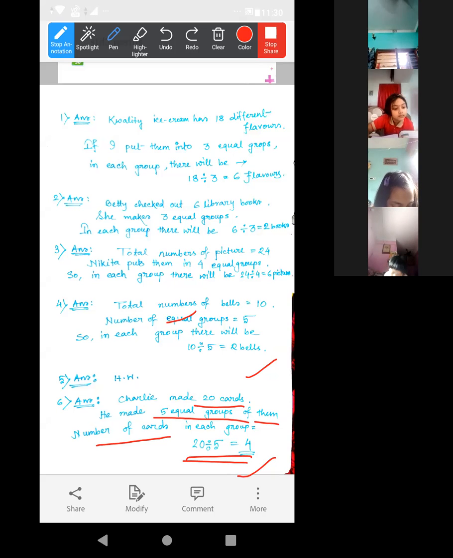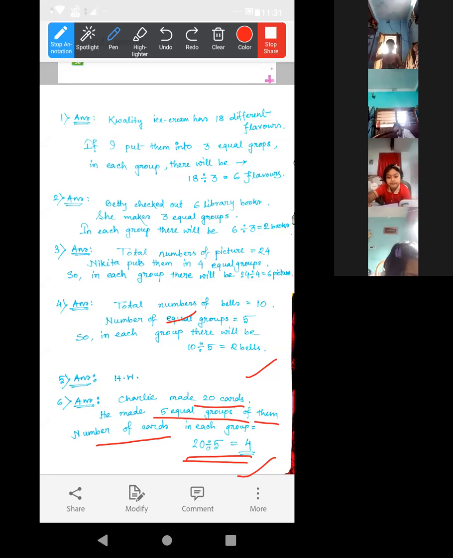Basically, equal groups means in each group there will be an equal number of things, whatever the things may be: ice cream, books, cards. Complete this one. Ma'am, I have completed. Okay, those who have completed can raise their hands and I'll check their copy.